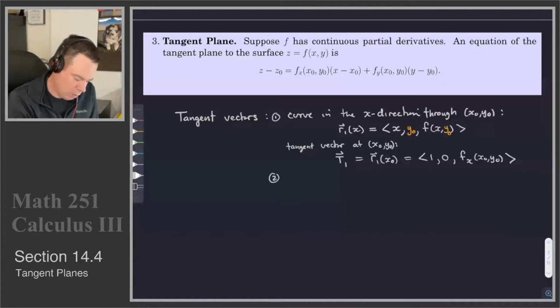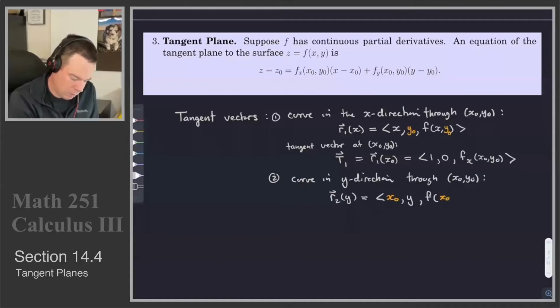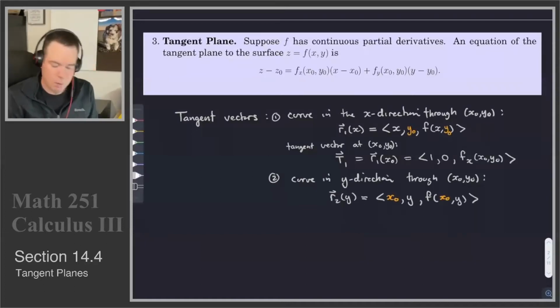Step 2, we could do the curve in the y direction through the point x naught, y naught. And that's given by, let's say, R2 of y, which is x naught, y, f of x naught and y. So that's our curve that's living on the surface that's in the y direction.